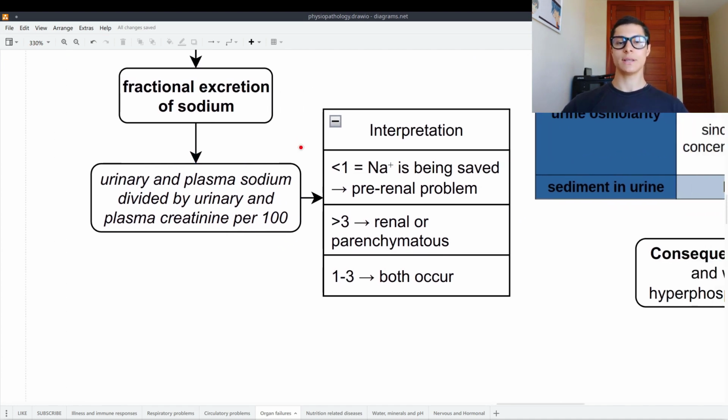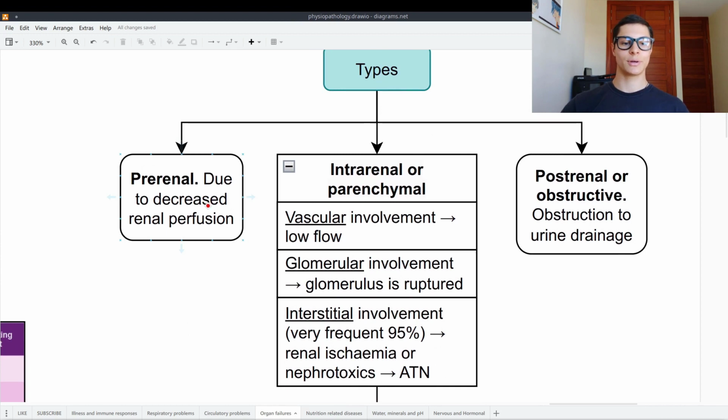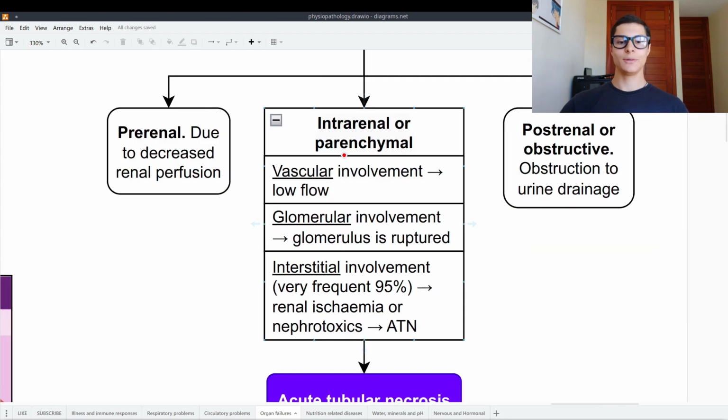The interpretation is that if the value is less than 1, sodium is being saved, and we have pre-renal problems. If it is more than 3, we have a renal or parenchymal problem. And between 1 and 3, both can occur. So now let's take a look at the types of acute renal failure. We have the pre-renal, due to decreased renal perfusion, or the post-renal or obstructive, obstruction to urine drainage. And we have also the intrarenal or parenchymal.